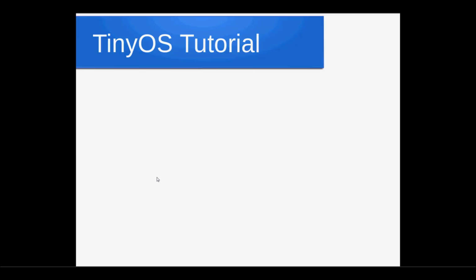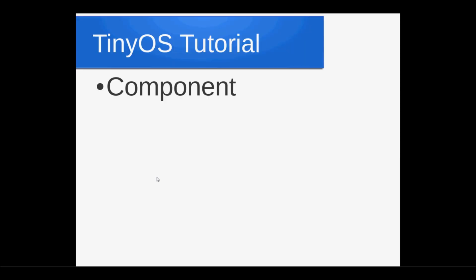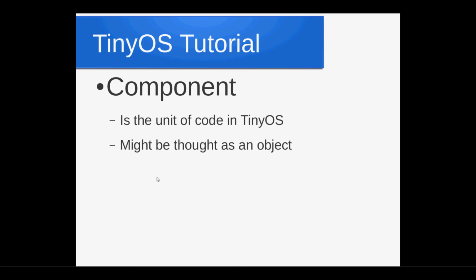So now I'm going to talk about the basic structure of applications in TinyOS. TinyOS applications are based on components, and a component is the unit of code in TinyOS, and you can think of it as an object. Maybe you are already familiar with object-oriented languages like C#, Java, or others. Basically, components are individual pieces of software, and when you put them together, they form your application.